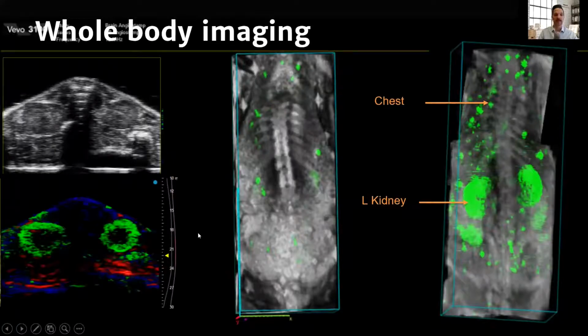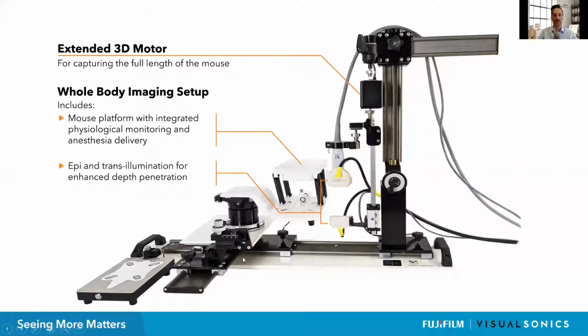Now, how were we able to capture images like this? Well, this is with our brand new Vevo whole body imaging setup. So this is basically a new platform. It fits on to the animal imaging station here instead of the animal platform that you would normally use. You clip this on. It's got physiology monitoring, hooks up to our platform here, and an extended 3D motor to really get that whole body of the mouse there. Of course, it's got anesthesia delivery there as well.